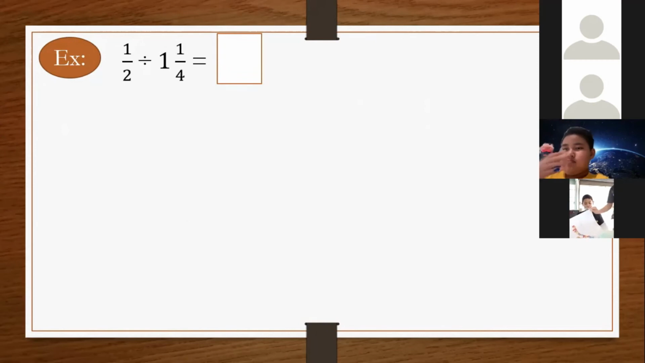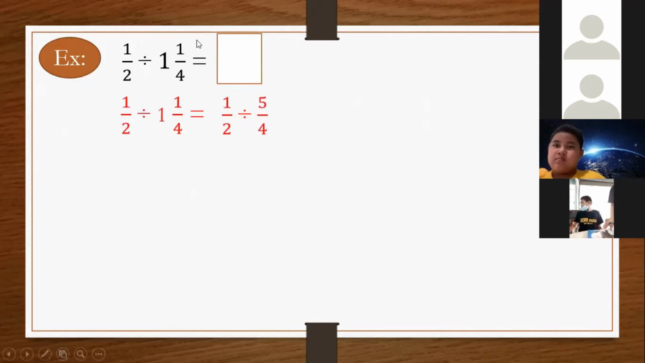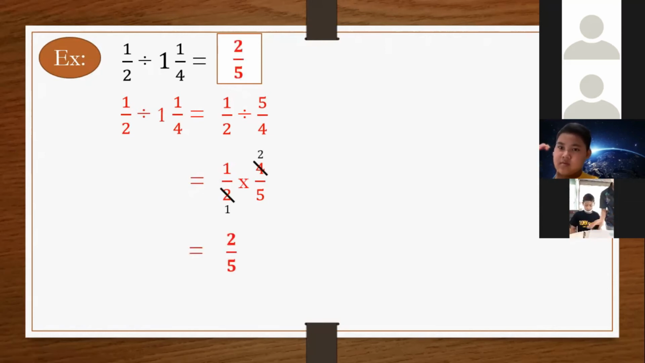Example 2, we have 1 over 2 divided by 1 and 1 over 4. So first step here before solving is to convert the mixed number to improper fraction. We will write it as 1 over 2 divided by 5 over 4. Next here is to get the reciprocal of 5 over 4. What's the answer? 4 over 5. Very good, Gao. So we have 1 over 2 times 4 over 5. So the final answer is 2 over 5.